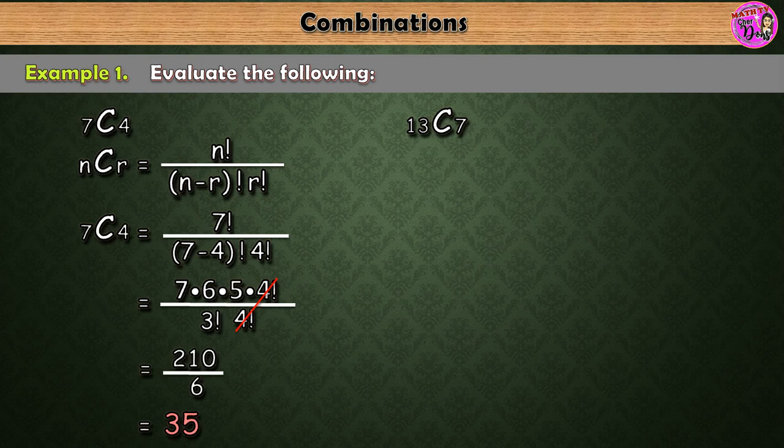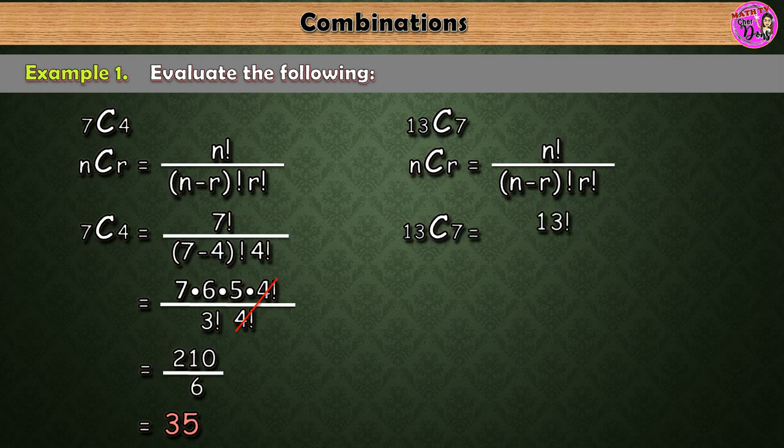Next, we have combination of 13 objects taken 7 at a time. Our formula is n factorial divided by quantity n minus r factorial times r factorial. Plug in the values. Combination of 13 objects taken 7 at a time is equal to 13 factorial divided by quantity 13 minus 7 factorial times 7 factorial.